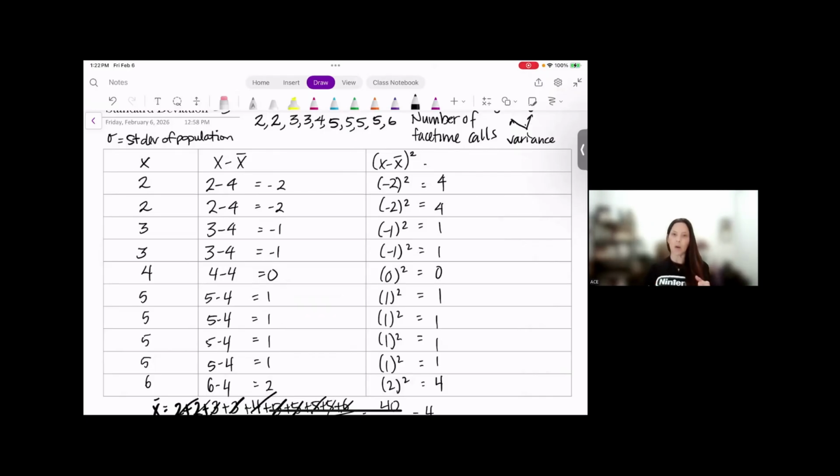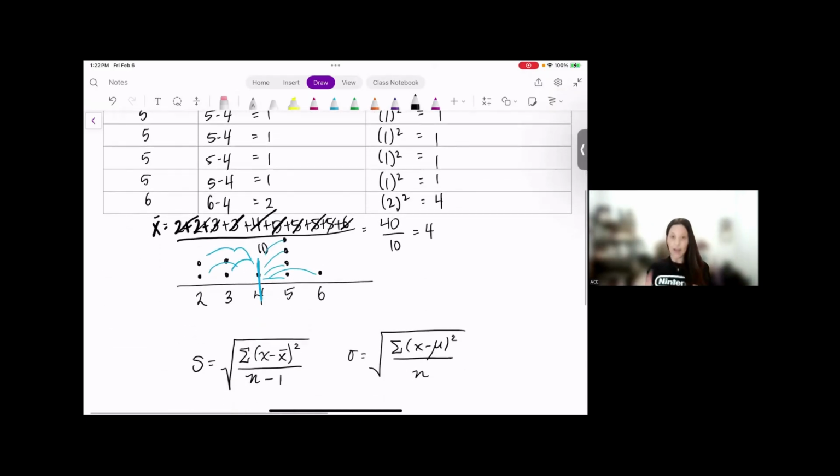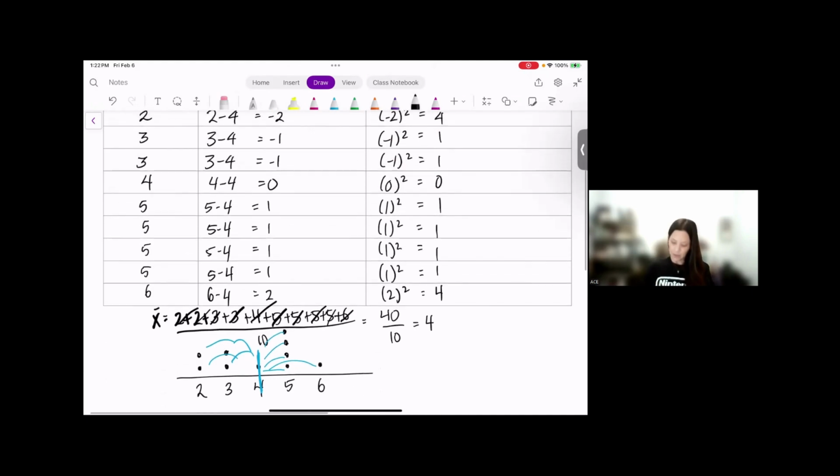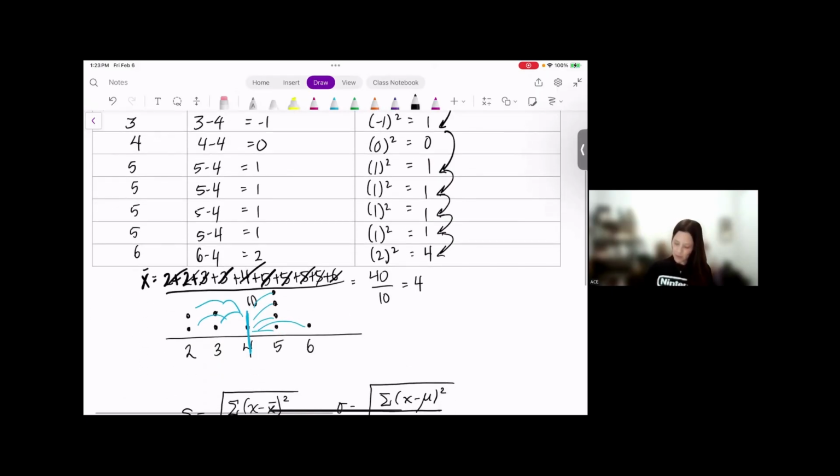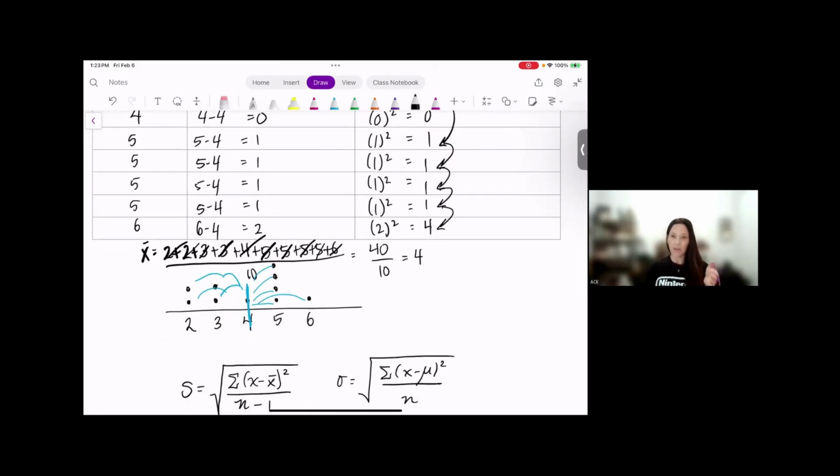And now I can sum all of these. So in the formula, that uppercase sigma means add all of these. So 4 plus 4 is 8, plus 1 is 9, plus 1 is 10, plus another one is 11, plus another one is 12, plus another one is 13, plus another one is 14, plus another 4 is 18. So the sum of every value minus the mean squared is 18.